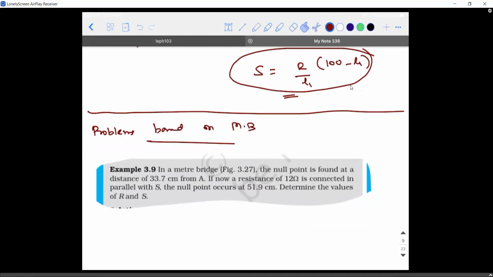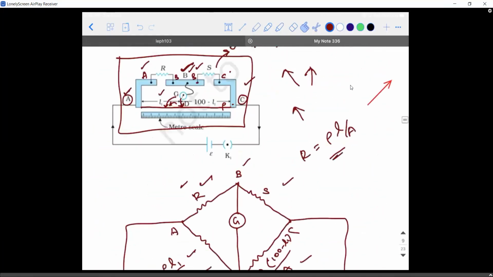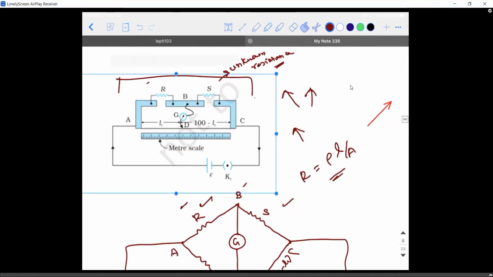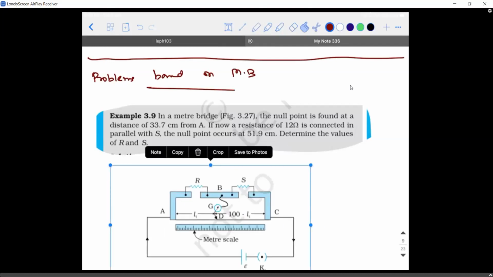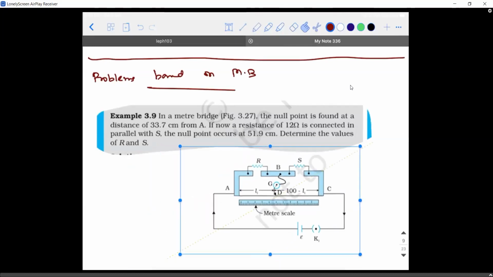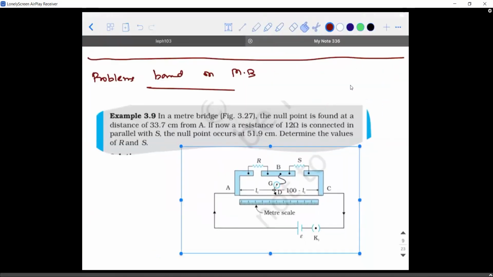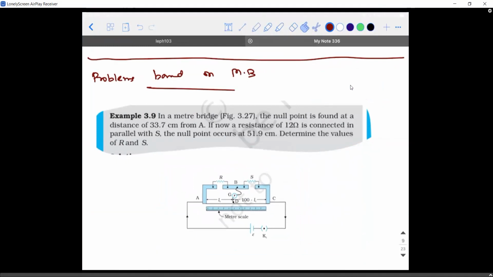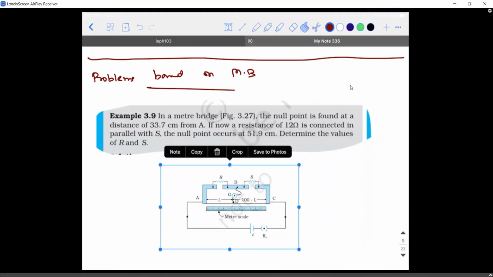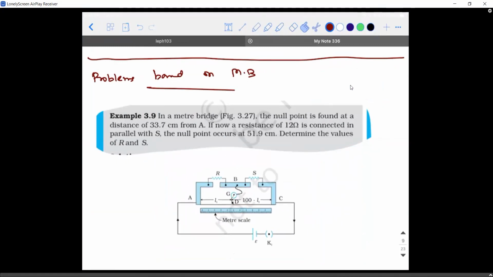So in the meter bridge shown in figure 3.27, the null point is found at a distance of 33.7 centimeter from A. If now a resistance of 12 ohm is connected in parallel with S, the null point occurs at 51.